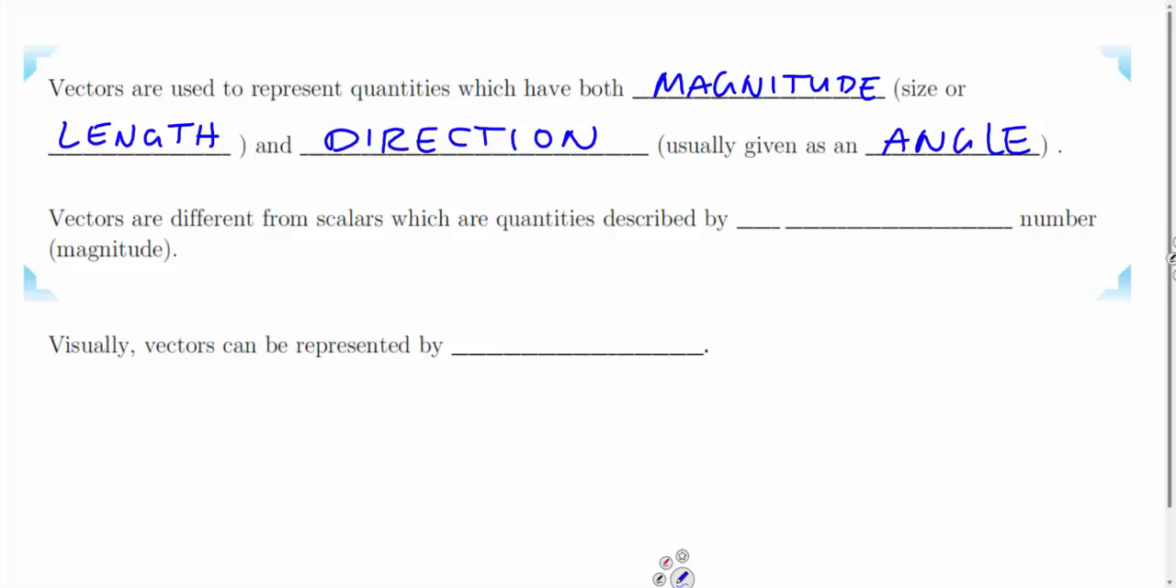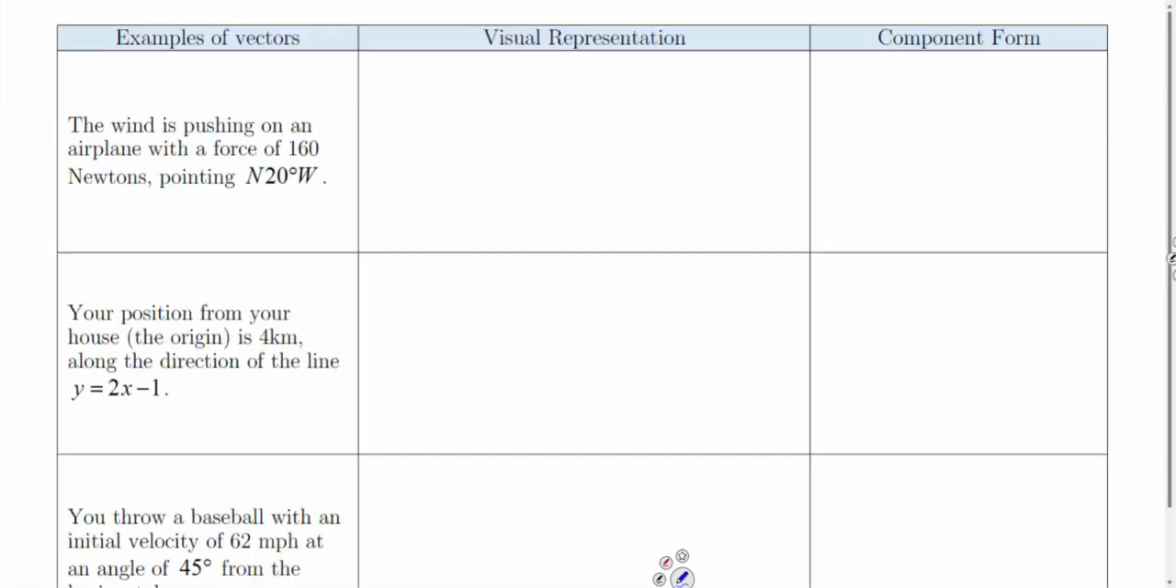Okay? So vectors are different from scalars, right? Scalars are quantities that are described by a single number. So I don't need to give you direction, I just give you a magnitude, a length, a size, okay? So how do we represent vectors from physics? Arrows, yeah. So vectors can typically be represented by arrows. We good? Okay.